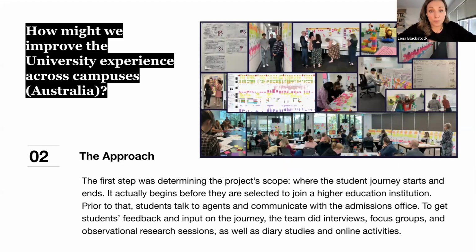For a project of that scope, the first step was figuring out, right, where does the student journey start and end? And you all probably know this better than anybody, but it begins way before they're selected to join whatever higher education institution they end up going to. Prior to that, students talk to agents, they communicate with the admissions office, and even before that, they research their options, they look at websites, they talk to friends and family and think about their options. So in this project, they tried to involve as many important stakeholders and actors in their work, but the more people work on a mapping project together, the harder it is to get them all in a room at the same time.